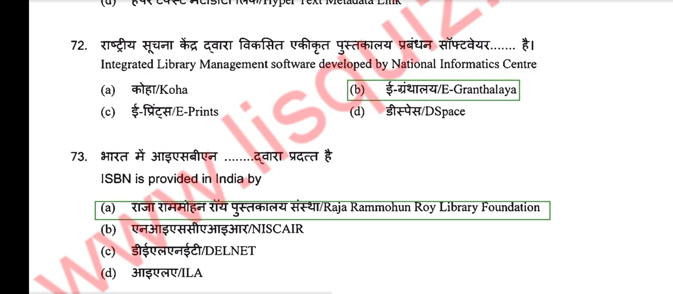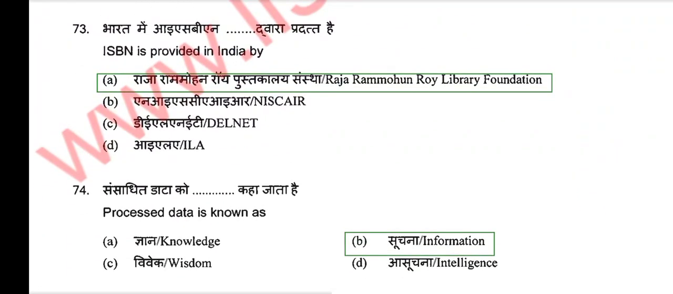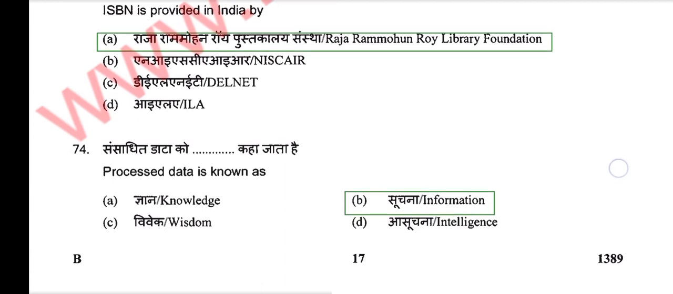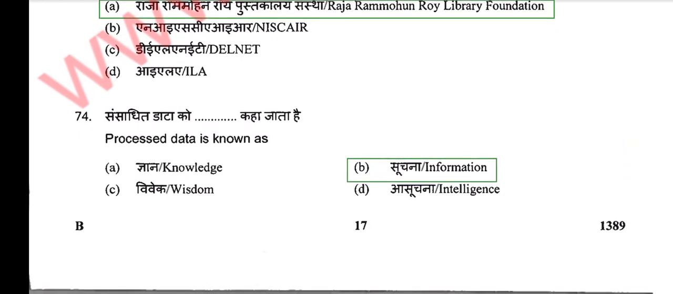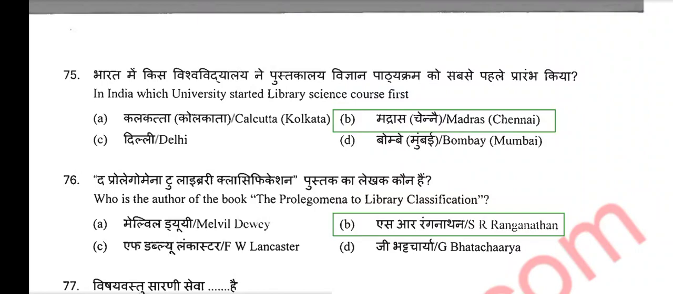Question 72 says Integrated Library Management System, that is ILMS, developed by National Informatics Centre is e-Granthalaya. Option B. Question 73, ISBN is provided in India by, and the correct option is A, Raja Ram Mohan Roy Library Foundation. Yes. Let's move to the next question, that is 74, processed data is known as, correct option B, information. And the next question, that is 75, in India which university started library science course first, and the correct option is B, Madras. No, I mean earlier known as Madras, and now it is famously known as Chennai.